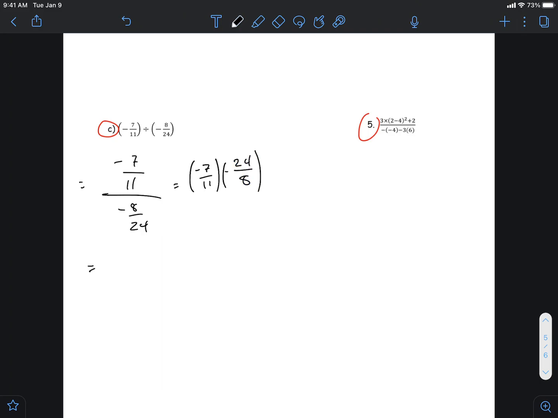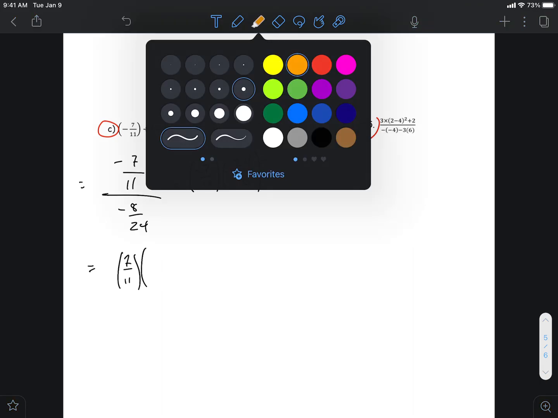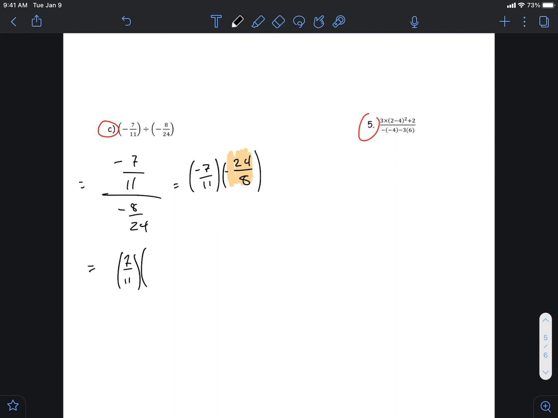So you know the two negatives are going to multiply to be a positive number. So you're going to get 7 over 11 multiplied against 24. Here, maybe I'll highlight. I like doing this sometimes too. I'll highlight whatever the work is, and then I'll highlight the answer as well. So we know 24 divided by 8 is going to be 3.